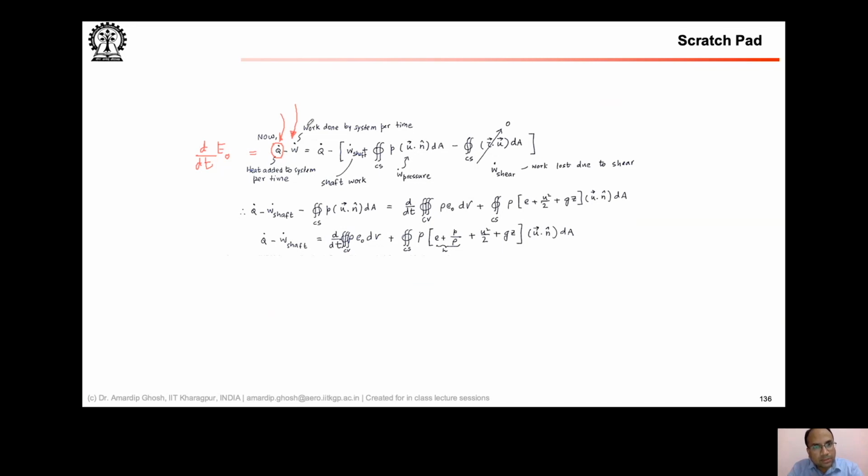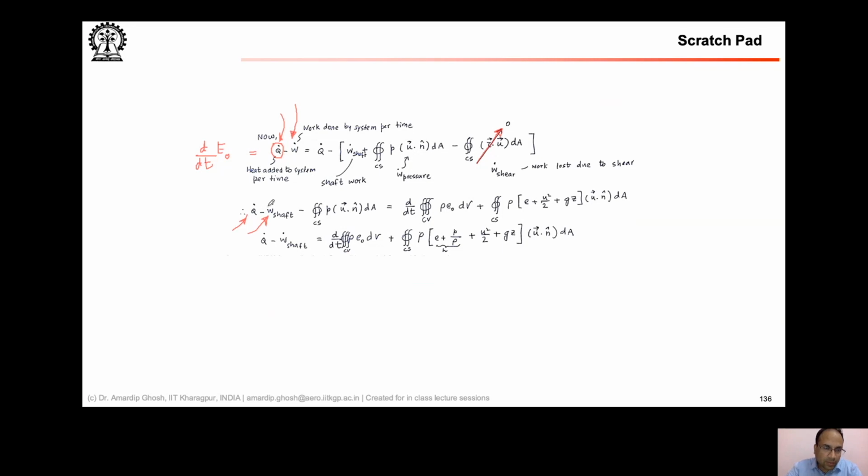So work done by the system comprises shaft work, pressure work, and shear force work. You saw that we neglect the shear force work. Of course, you have to have proper basis for this neglect. Now, typically we end up with Q dot minus shaft work.